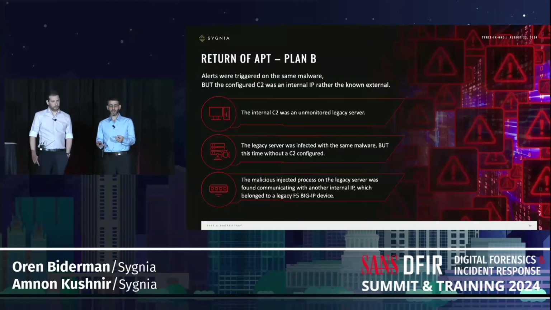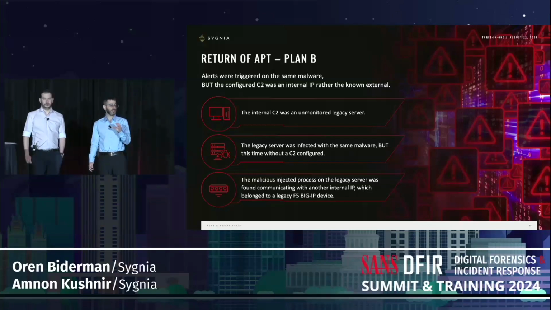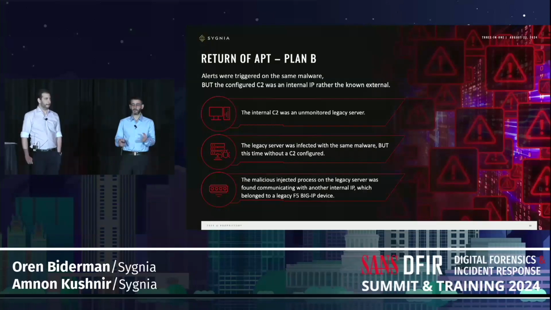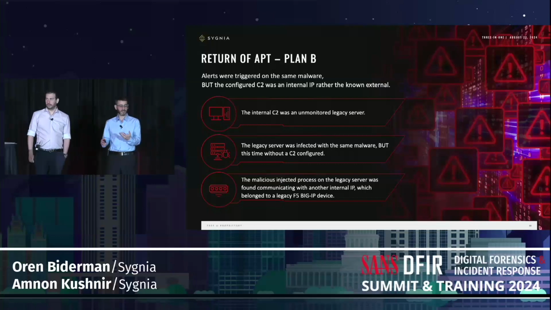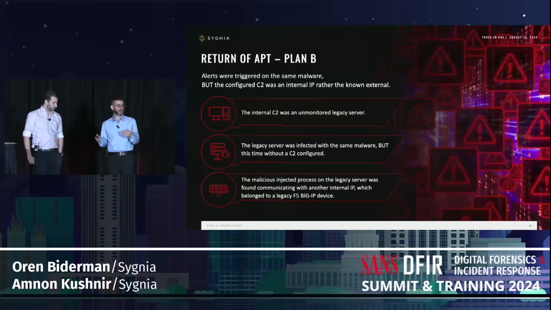So we try to understand how plugins was deployed on the legacy server. We again try to extract the plugins configuration, and to our surprise, this time there was no CNC configured inside of plugins. Now, this is really strange because plugins is a remote access Trojan, and to access it, you need a CNC server. So it was a bit of a mystery, but we conducted memory forensic, we analyzed the process that was injected with plugins, and we managed to identify another internal IP address.